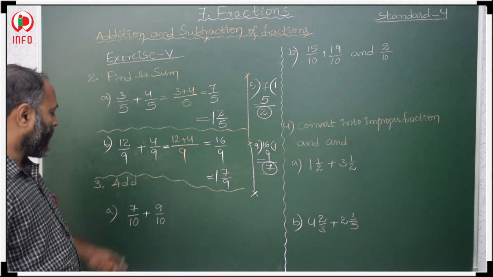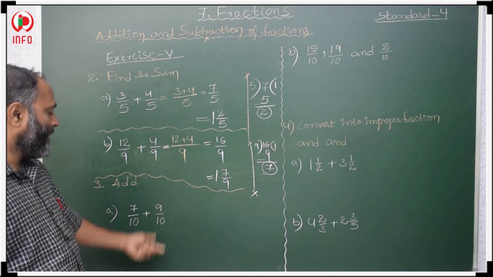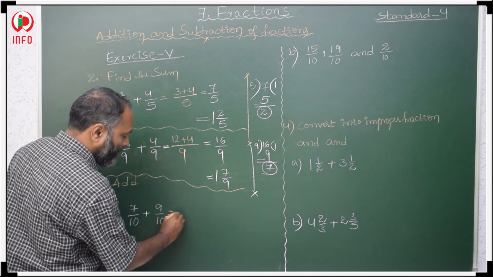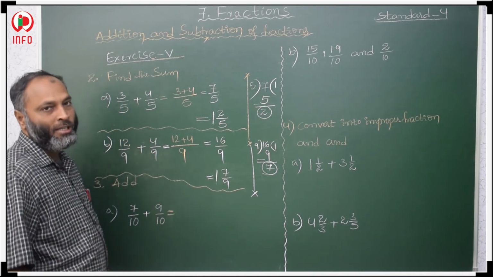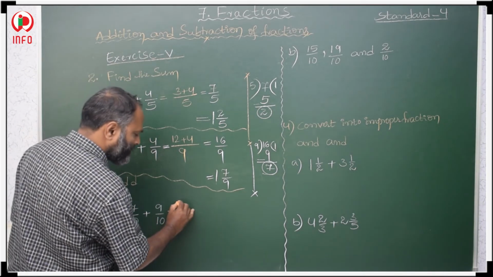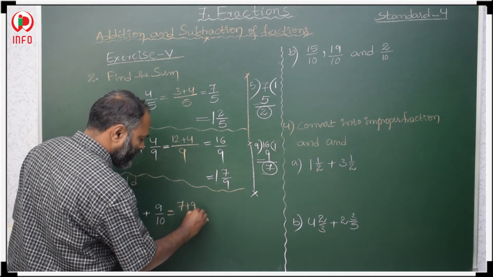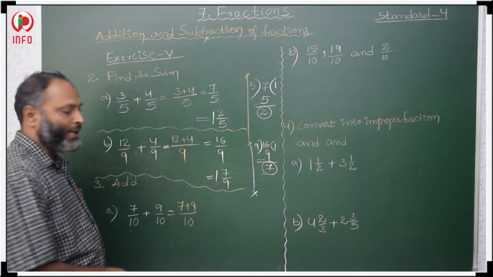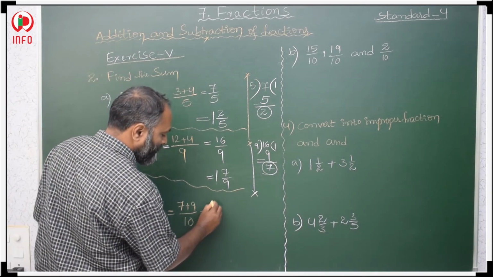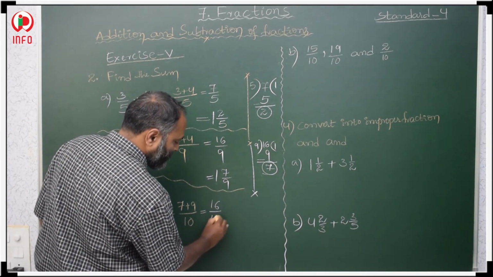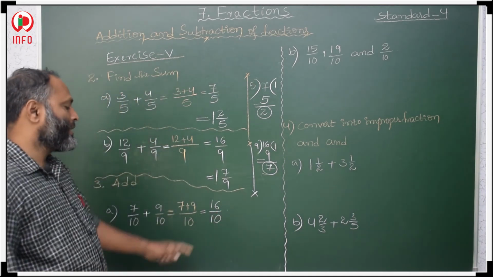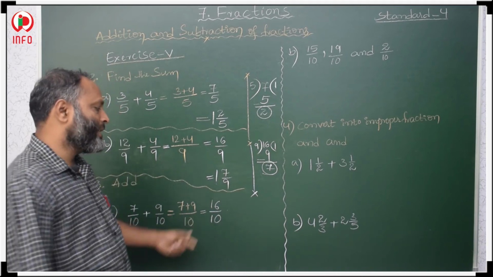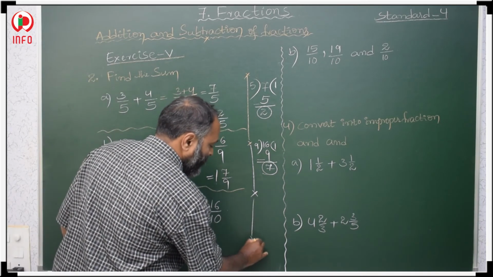Again we have to add 7 by 10 and 9 by 10. These are like fractions, the same method. So add numerators, it means sum of numerators: 7 plus 9 divided by common denominator 10. 7 plus 9 is 16, 16 by 10. See here, this 16 by 10 is again an improper fraction. Convert this improper fraction again into a mixed fraction.